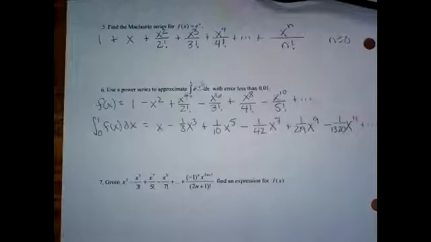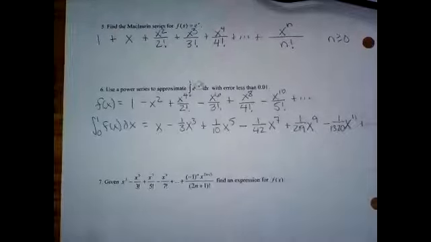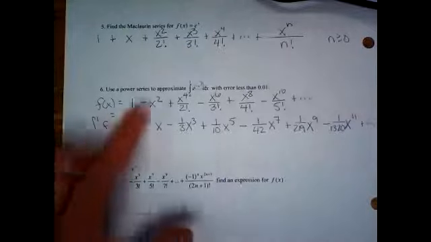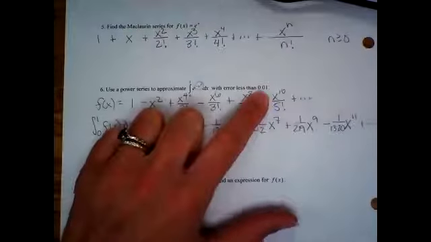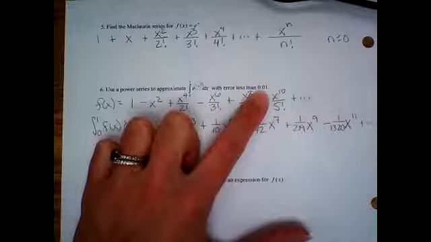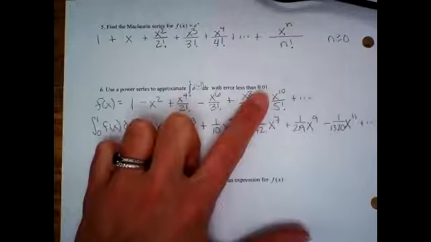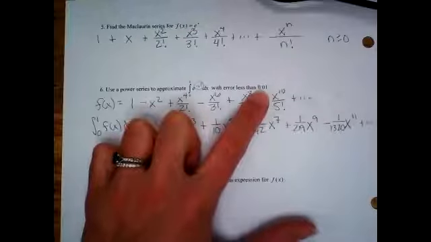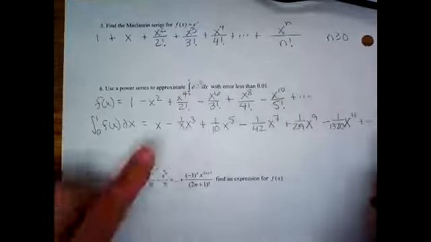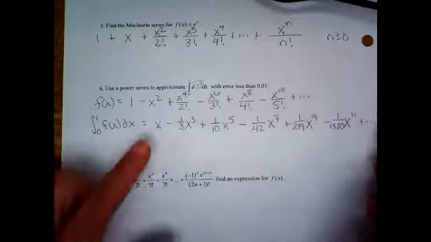Since it's from 0 to 1, you do upper boundary minus lower boundary, but if you plug in 0 for all those, it's just going to give you 0. So essentially you just need to plug in 1 to all of those. And we want our error to be less than this. Your error is less than the n plus 1th term. Do you remember this? That's the big takeaway: it's always the next one. So let's see how far we need to go in order for that to happen.